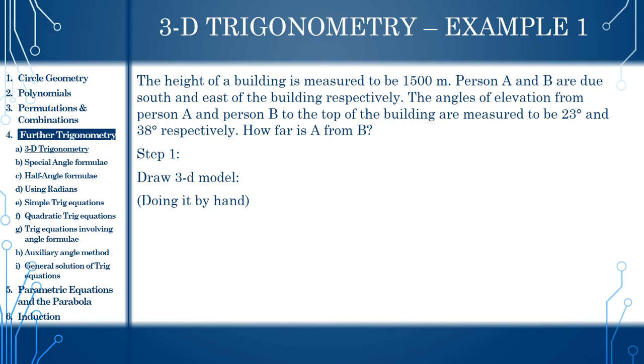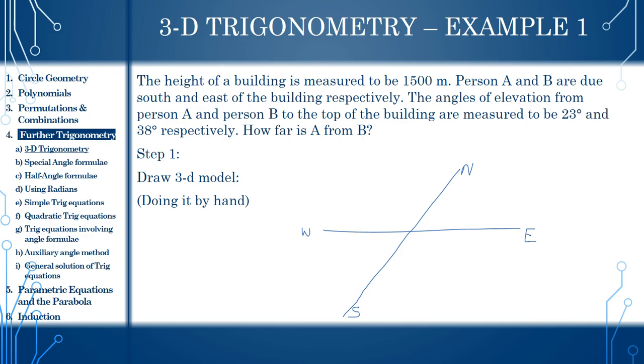Now you might be thinking, well, we won't have 3D modeling software on hand while we're doing an exam. So how do we do it by hand? Let's do it by hand. First thing you do, in any 3D trigonometry question, draw an east-west line. And then you mark the north-south line. This is how you start off in any 3D trig question.